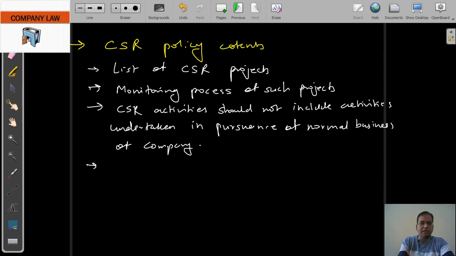Okay, so these are some of the activities which should be mentioned. What are the duties of the board of directors? After receiving the recommendations from the CSR committee, the board of directors will approve the CSR policy for the company and disclose such policy in its report. It will ensure that the activities included in the CSR policy are undertaken by the company.